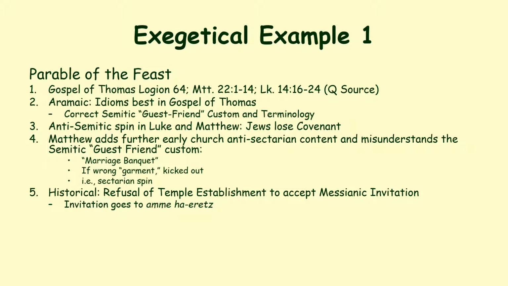So the issue here is not of Jews versus Gentiles, although this makes an opening for Gentiles. The issue here is of establishment versus non-establishment, or of the wealthy versus the poor, or of the self-proclaimed religious versus the humble. So this is what we're talking about.